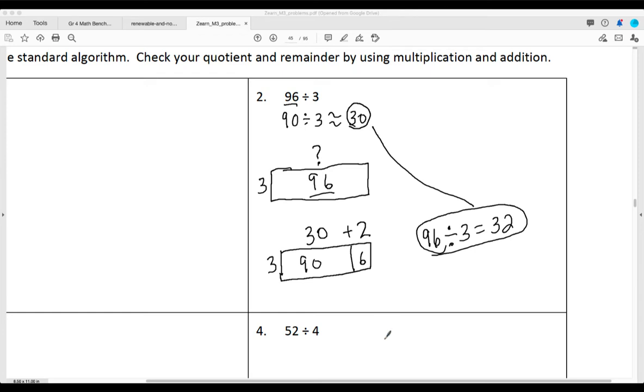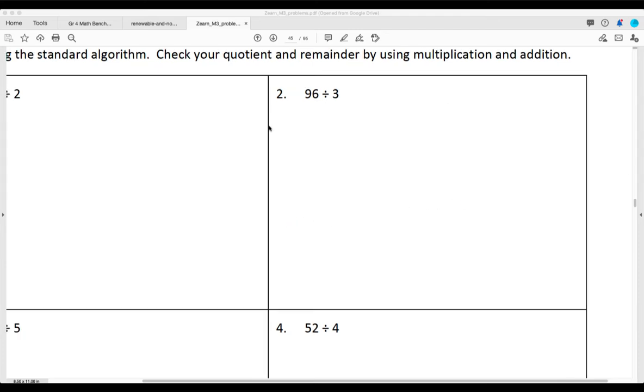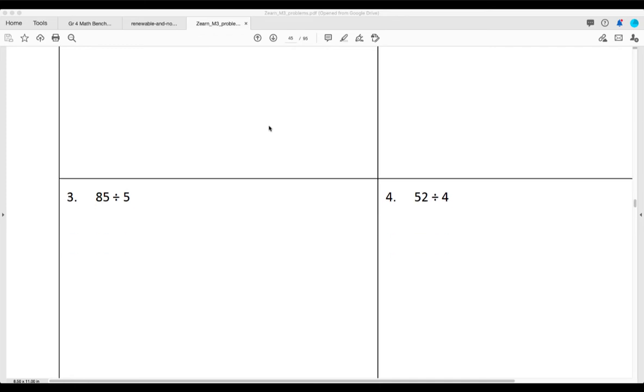Okay? You guys getting the hang of this? All right, let's do another one. It does get a little hard now, but keep in mind, we're just using 2-digit numbers. When we get into 3-digit numbers, it will get a little tricky, okay?